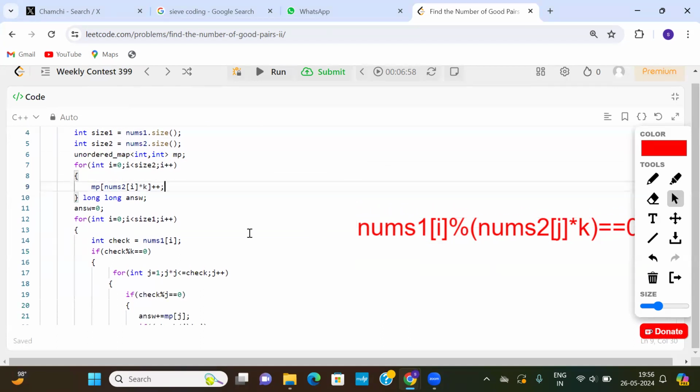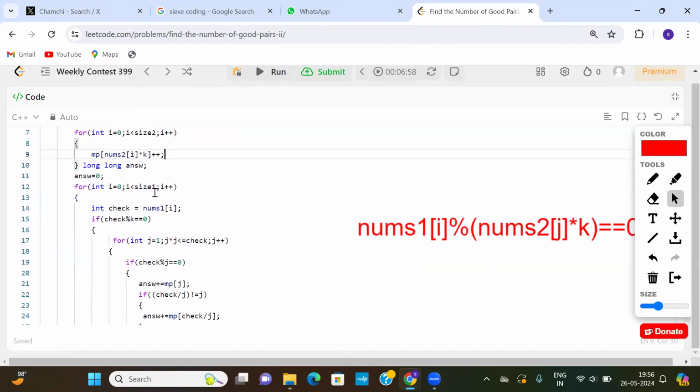Now this is the main condition. Please have a look. For int i equals 0, i less than size1, i plus plus, I am iterating through my nums1 array. So if check mod k equals 0. For example, if that particular element of nums1 is not divisible by k, it means that number will also not be divisible by nums2 multiplied by k, right? So I need not check it. I will check only if it is divisible by k. So if check mod k equals 0, only then will I proceed further.